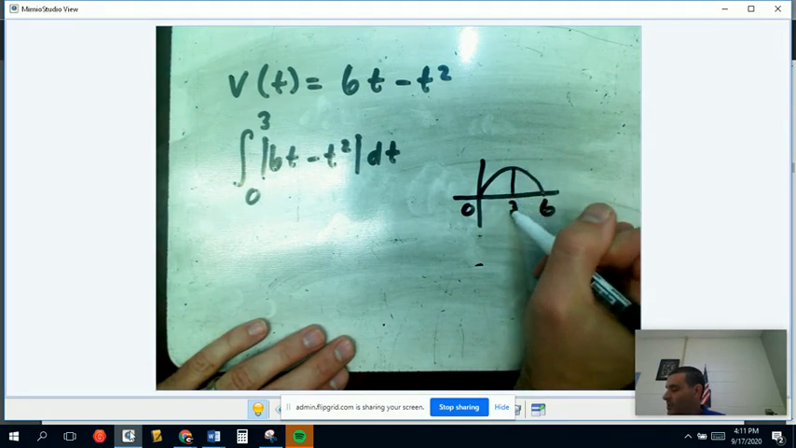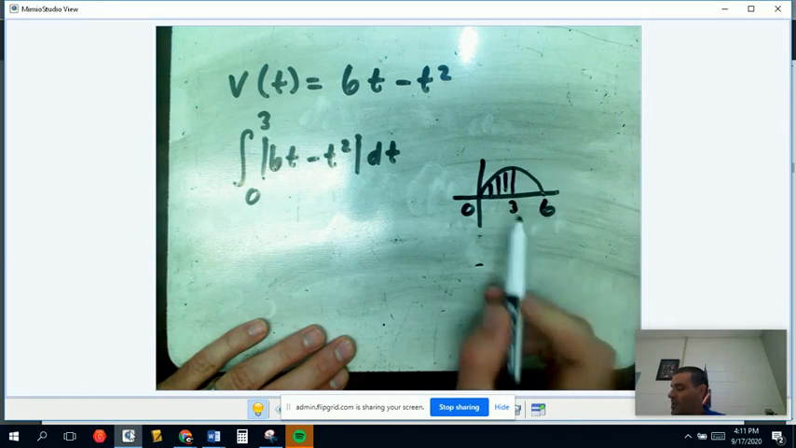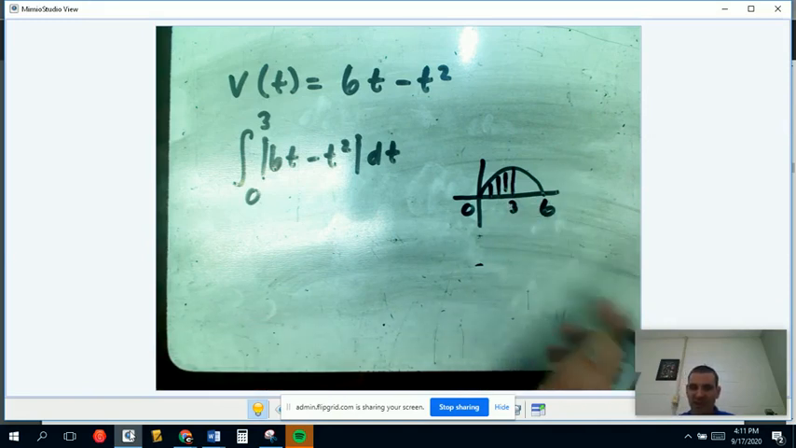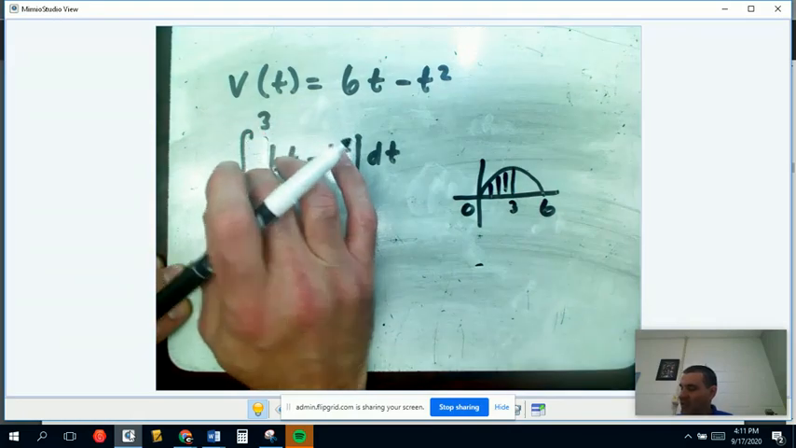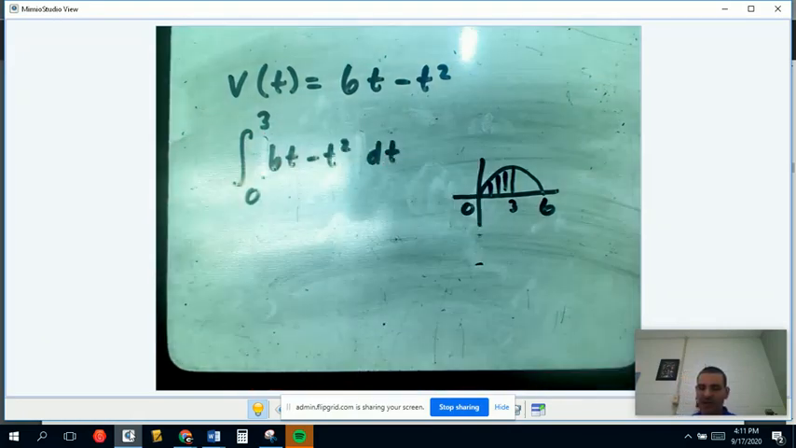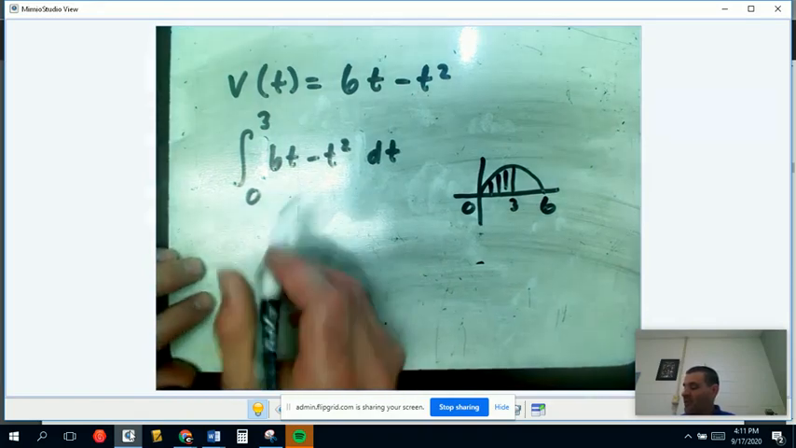Okay, so somewhere in here. We're only interested in this part. So absolute value is not necessary because it never goes below the x-axis. So I'm going to remove this. That is, total distance and total displacement here are one and the same. So let's take the antiderivative.